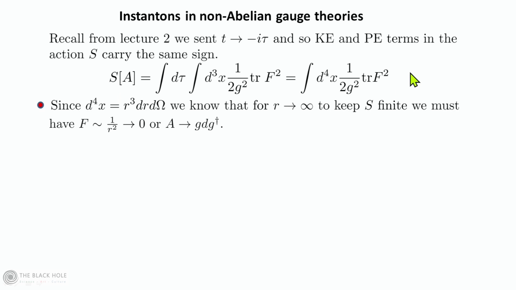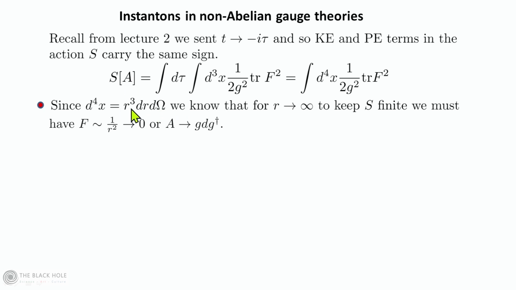Here is now something important. You see, this integral over here will diverge unless F goes to 0 at infinity. And now if you write d4x in polar coordinates, well, it's the magnitude of x cubed, dr, d omega. So there's a solid angle in 4 dimensions that you need to integrate over.